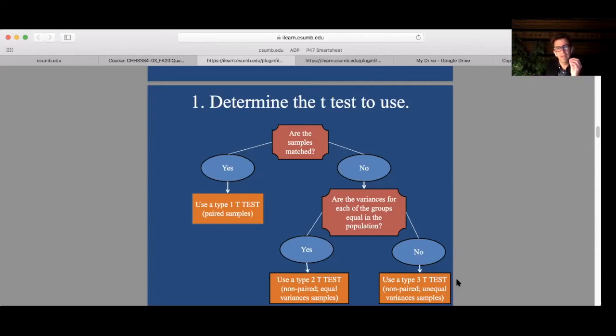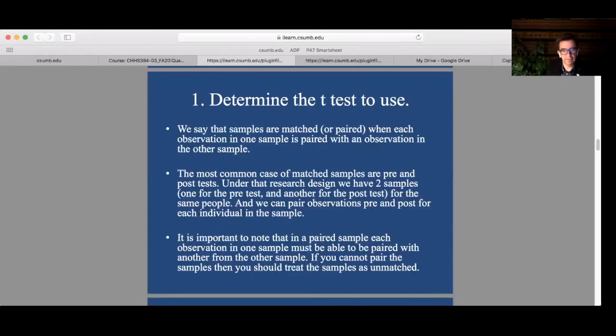We have to decide, the big decision is, are the 2 groups linked in some way? Are they matched or are they independent? Right? That's the big question. And if they're independent, then you can do equal variances or unequal variances. All right. And again, we'll see this again when we get to the example.